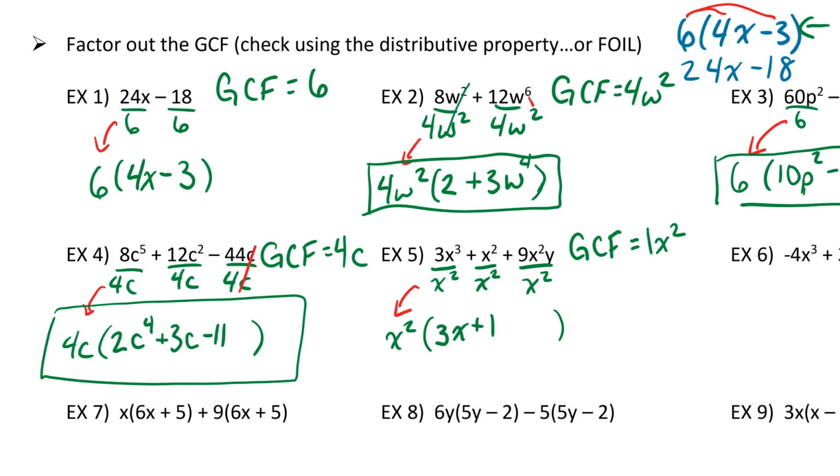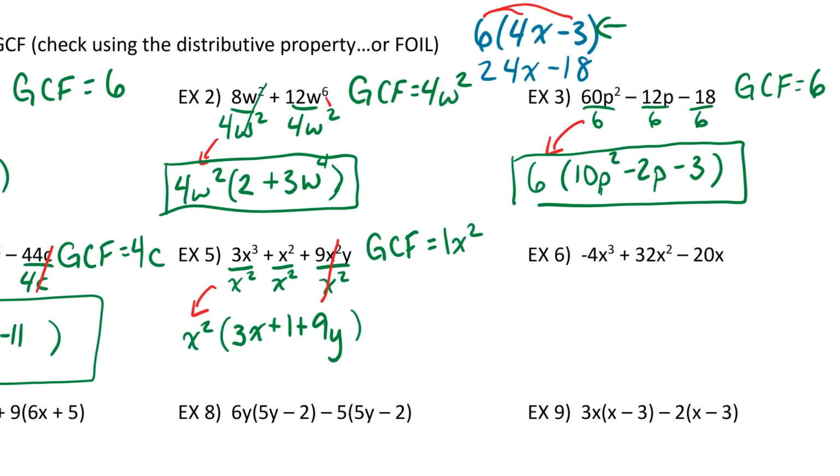For the last one, 9x squared y divided by x squared. So in this case, we can think about the x squareds as just canceling out since there's stuff still left. And what's left is 9y.